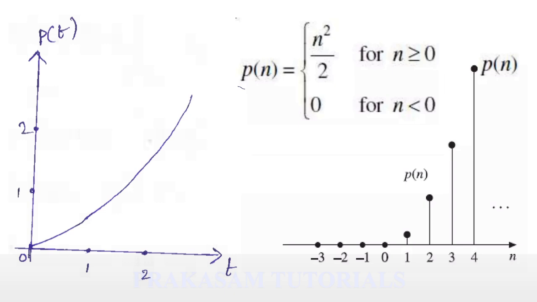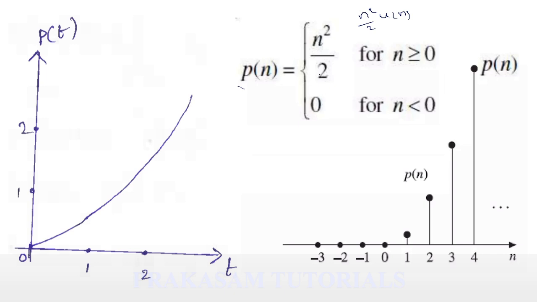So this is also written as n square by 2 into u of n, where u of n is a unit step sequence. Using definition of unit step sequence, u of n is equal to 1 for n greater than or equal to 0. So this is also represented as n square by 2 into u of n. And after that, draw the graphical representation of the discrete time unit parabolic signal.